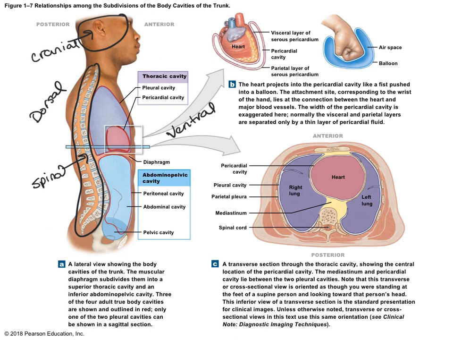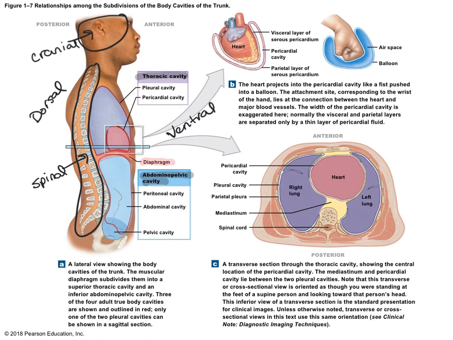Then we have the ventral body cavity. The ventral body cavity can be divided into 2 cavities. The more superior cavity is called the thoracic cavity, and the lower or inferior cavity is called the abdominopelvic cavity. The muscle called the diaphragm divides the thoracic cavity from the abdominopelvic cavity.